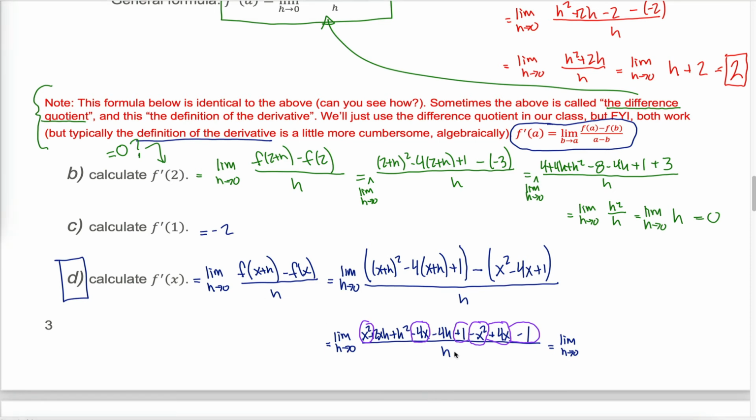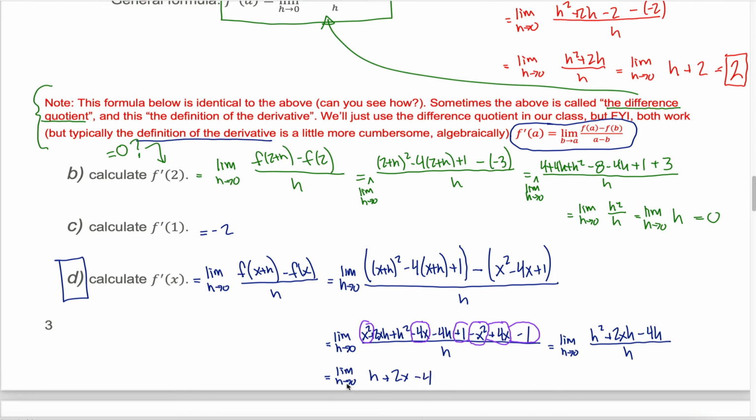What does that leave me with up top? I have this h squared term, which definitely has an h in it. I have this plus 2xh term, which also has an h in it. And then I have this minus 4h term, which again has an h in it. I want to divide that by h. I cancel this h with an h from each of these three terms, and I get that this is the limit as h approaches 0 of h plus 2x minus 4.